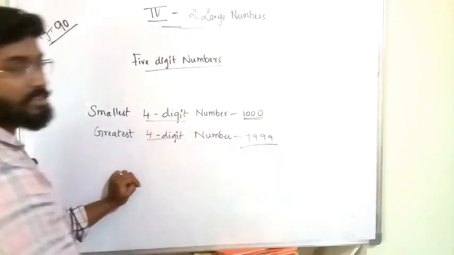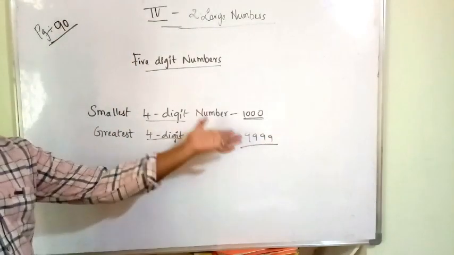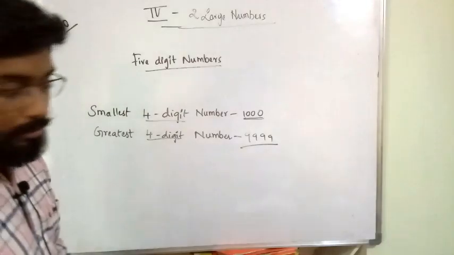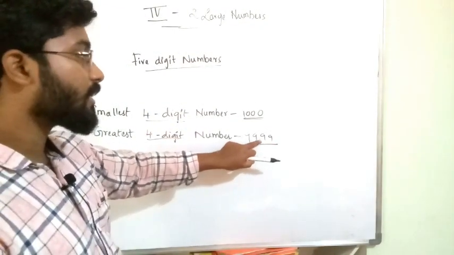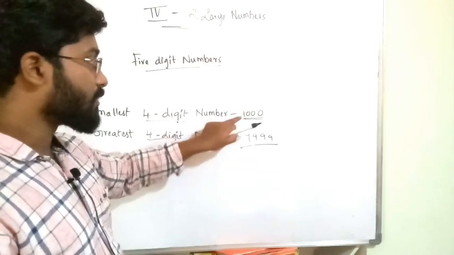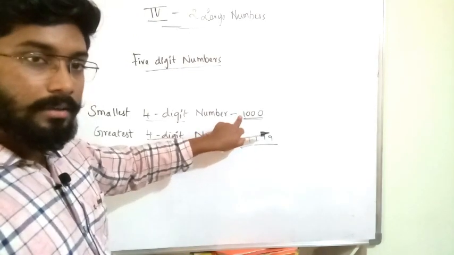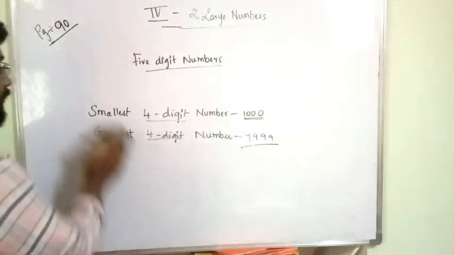9999. Here the 4-digit numbers will end. After this number you will get 5-digit numbers. So up to here only 4-digit numbers will be there. That's why this will become the greatest, because here 4-digit numbers are ending. This will become the smallest because here the 4-digit numbers are starting. Like that you have to remember.